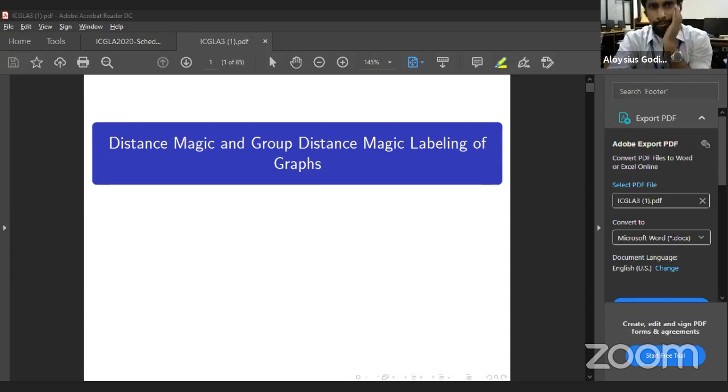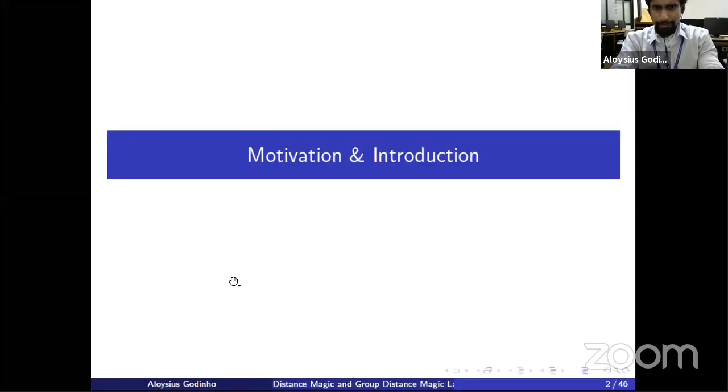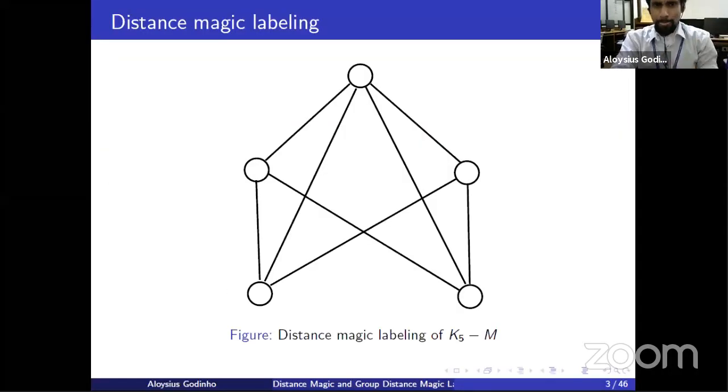Okay, so in this talk, I will just discuss distance magic labeling of graphs. I will begin with some motivation. Suppose I take the graph K5 minus a maximal matching. I am going to assign labels from 1 to 5. Since we have 5 vertices, I will assign numbers from 1 to 5. I can assign the numbers, for example, like this. So the vertices receive the numbers 1 through 5.